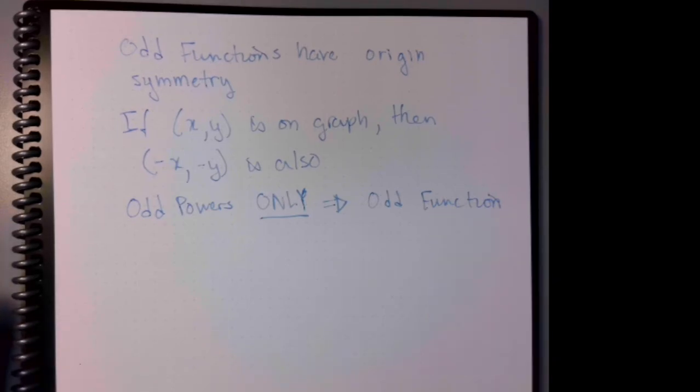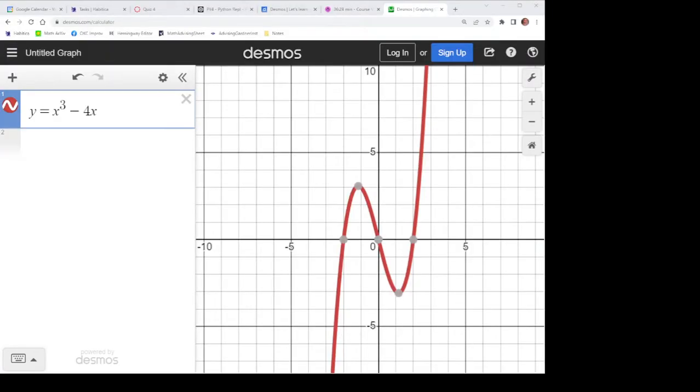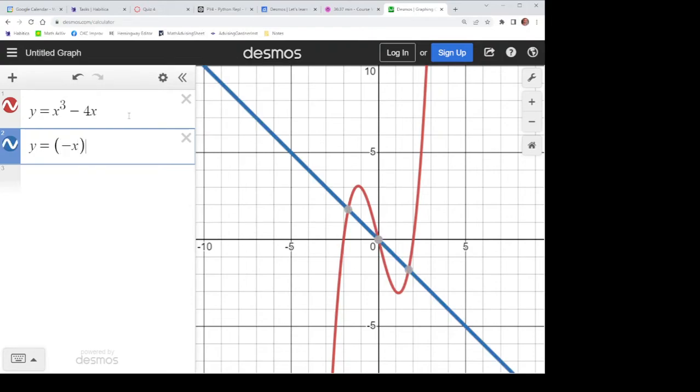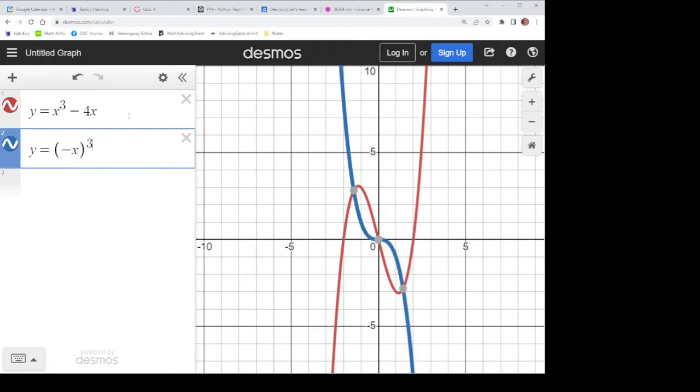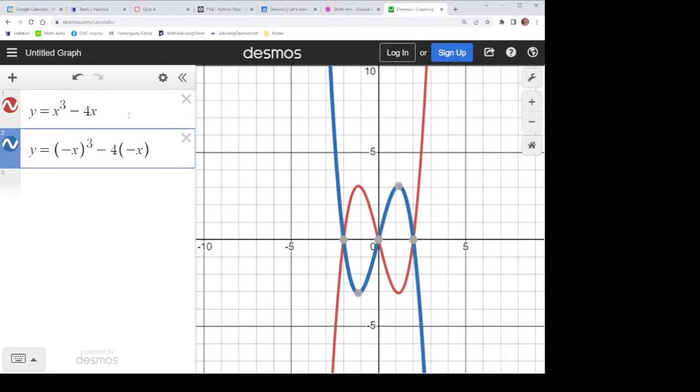Let me go back to Desmos here. Oop. Let's get rid of this camera and go to Desmos. Okay, let me show you what I mean here. Let me enter another function like this. We'll do y equals negative x to the power 3 minus 4 times negative x. Okay, so notice we got the upside down version of the original function.